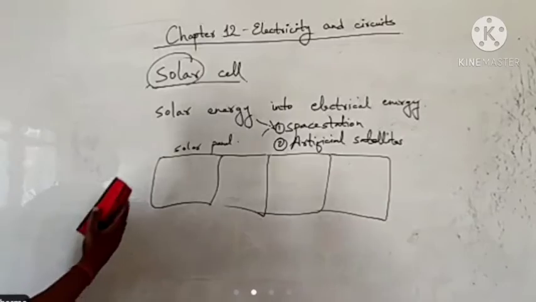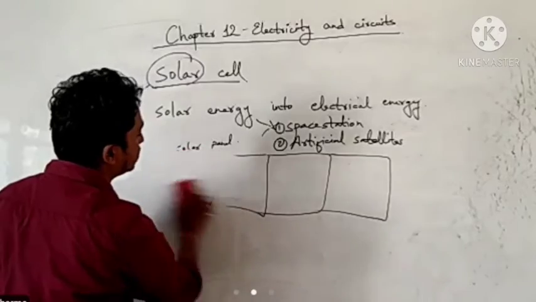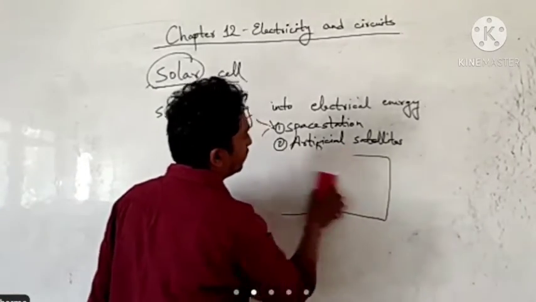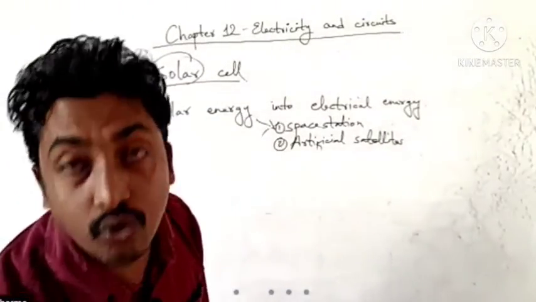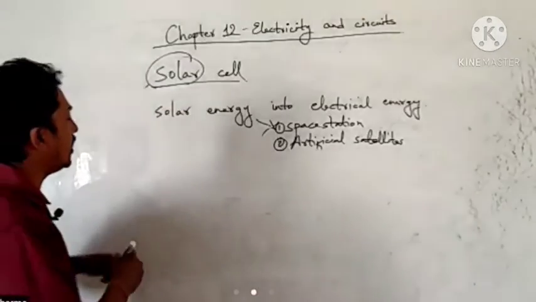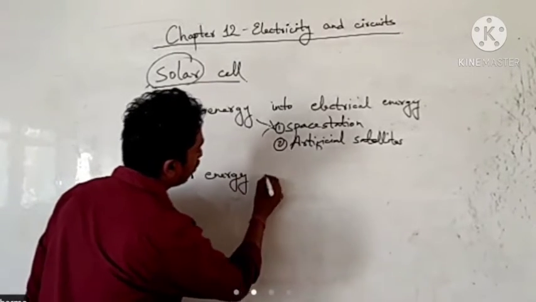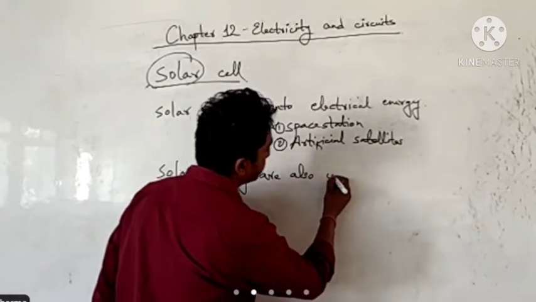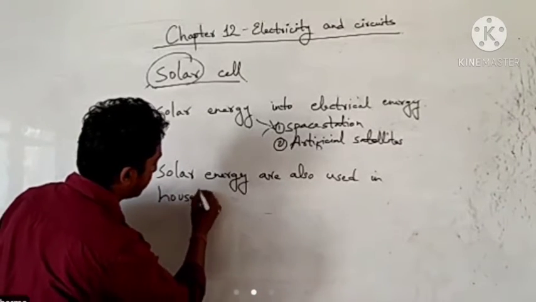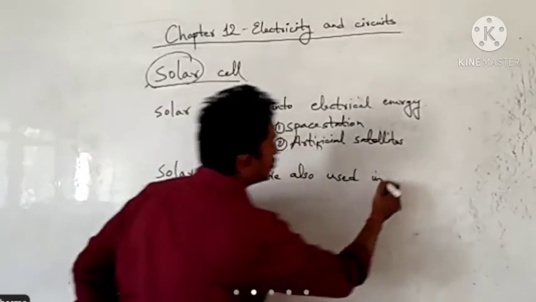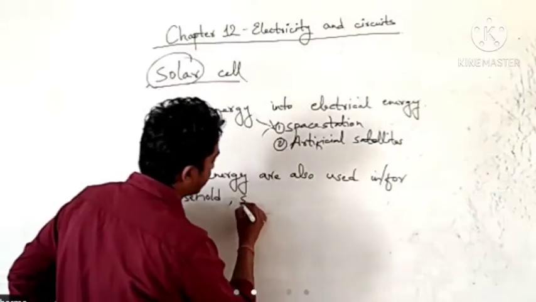Apart from this, nowadays, as we know, conventional electricity is very much limited. As the population is growing, we are consuming more electricity. So solar energy, solar panels are also used in household purposes, then street lights.